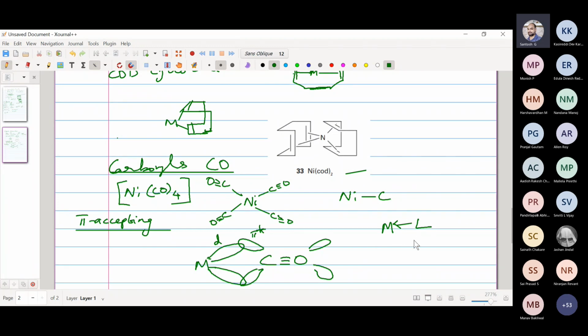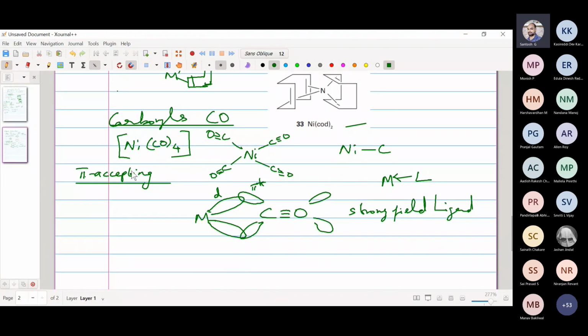Now this may be a new concept for you, and I don't want to elaborate too much on this. It will be confusing for you. Just enough for you to understand that it is called as pi accepting ligand, carbon monoxide. Now because of this pi accepting nature, carbon monoxide is a strong field ligand. It's a strong field ligand. Again, I'm not going to explain why.